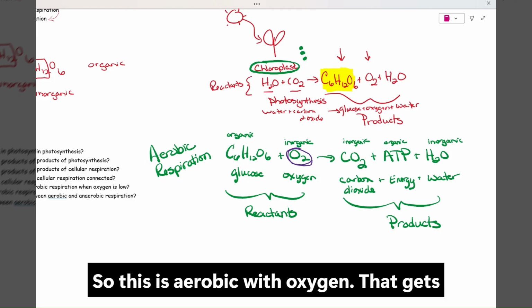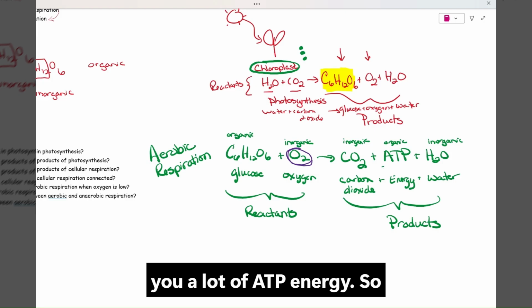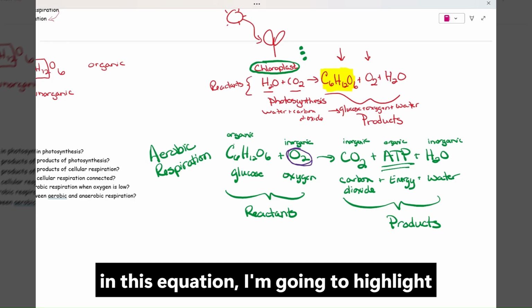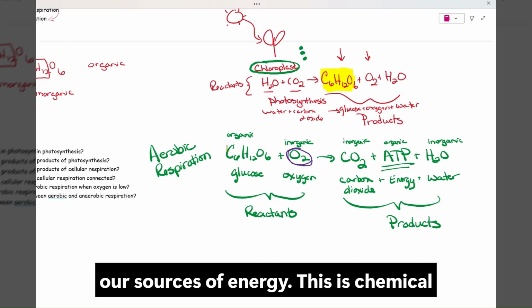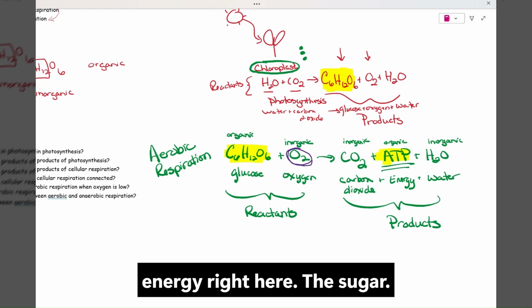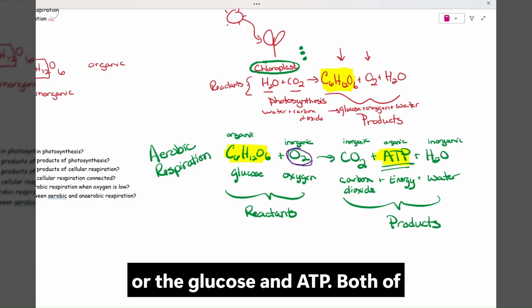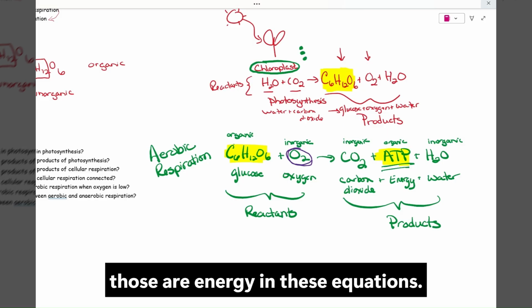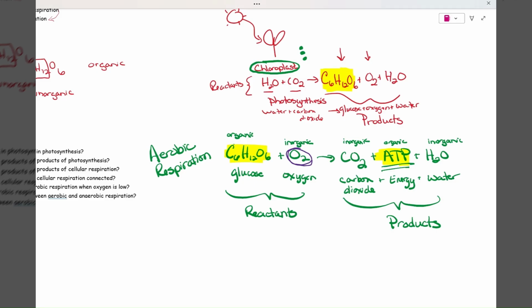So this is aerobic, with oxygen. That gets you a lot of ATP energy. So in this equation, I'm going to highlight our sources of energy. This is chemical energy right here. This is chemical energy right here. The sugar or the glucose and ATP. Both of those are energy in these equations.